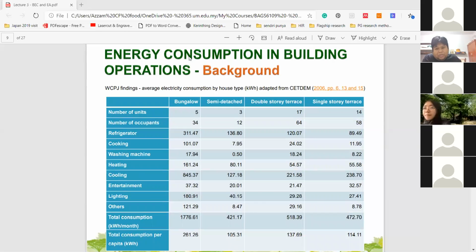So per capita means per head, doesn't mean total, okay? So the total consumption, if you look at it, is still quite high in comparison to the terrace houses. For the terrace houses, it's about the same as semi-detached houses. But having said that, the per capita electricity usage for semi-detached houses is slightly lower than single-story terraces, and it's coincidentally the lowest one.